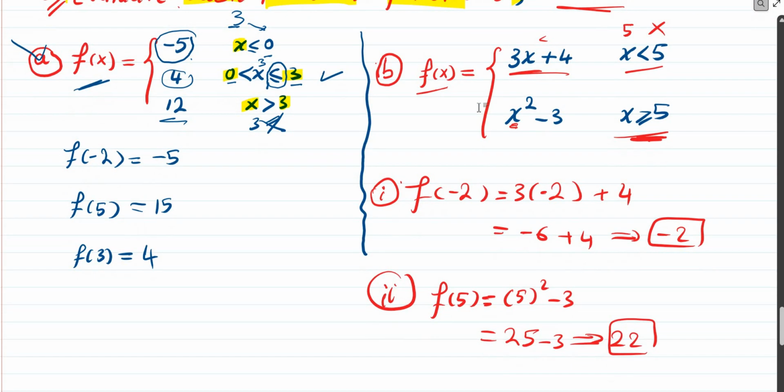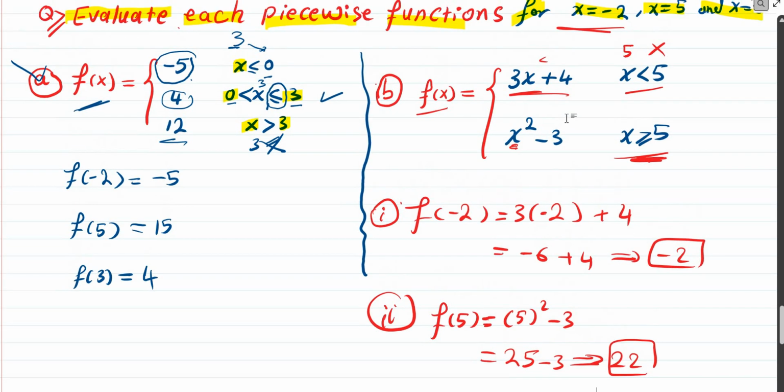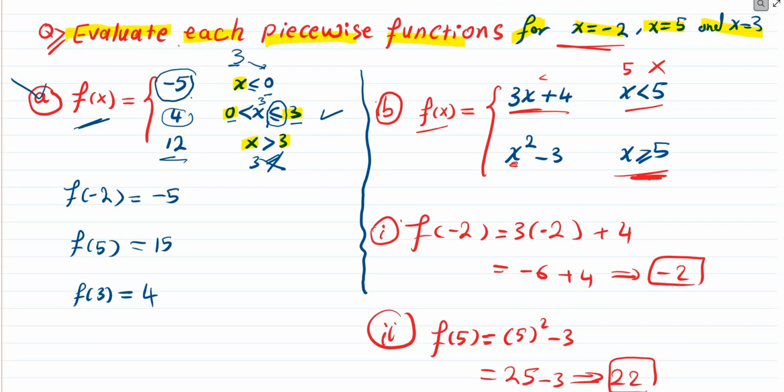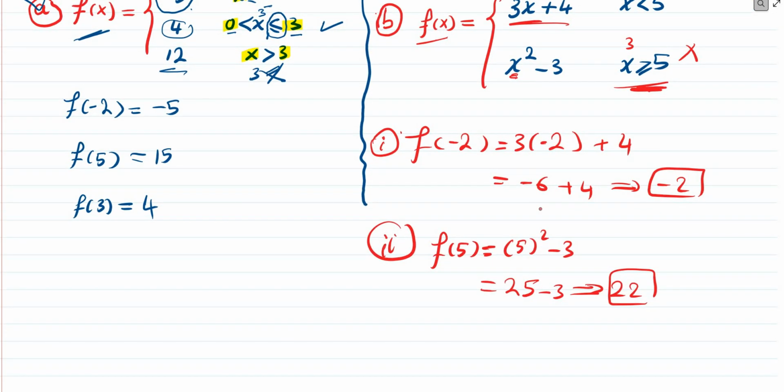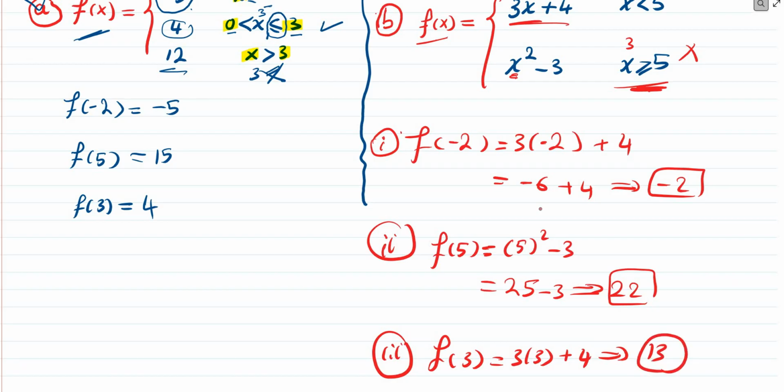Finally, for x equals 3, dear students, 3 can be replaced in which of them? So 3 satisfies the first condition because 3 is less than 5. 3 is not greater than 5, right? So we can substitute 3 in the first condition, so we will get 3 times 3 plus 4. f of 3 equals 3 times 3 plus 4, so equals 9 plus 4. Final answer is 13.